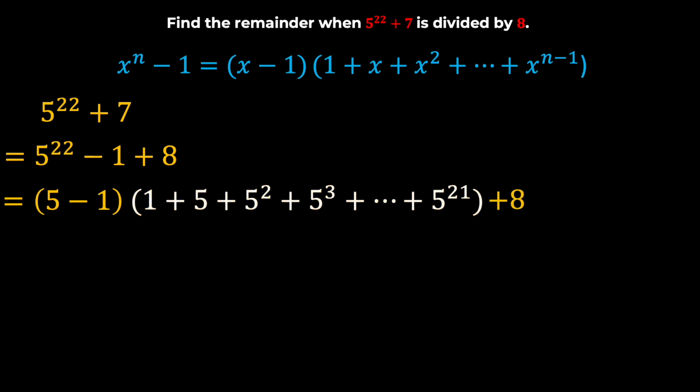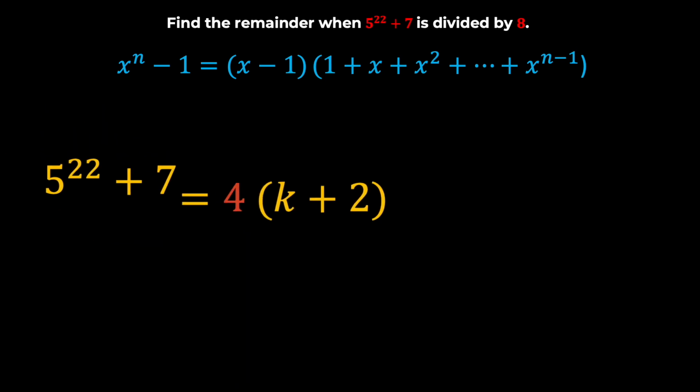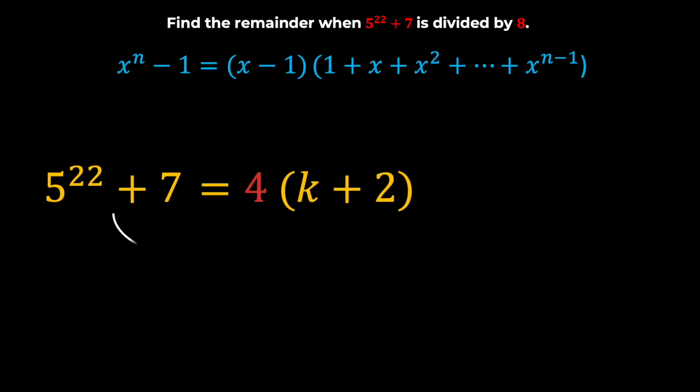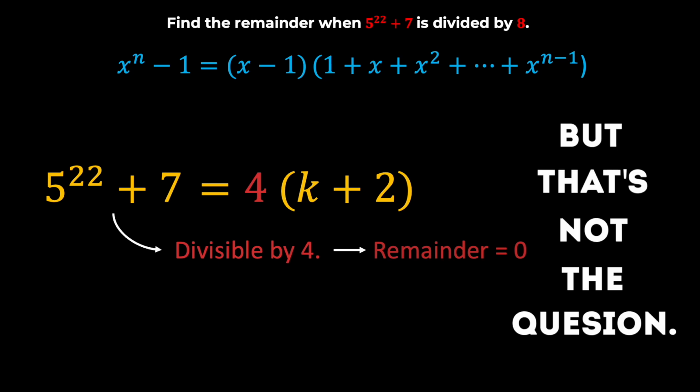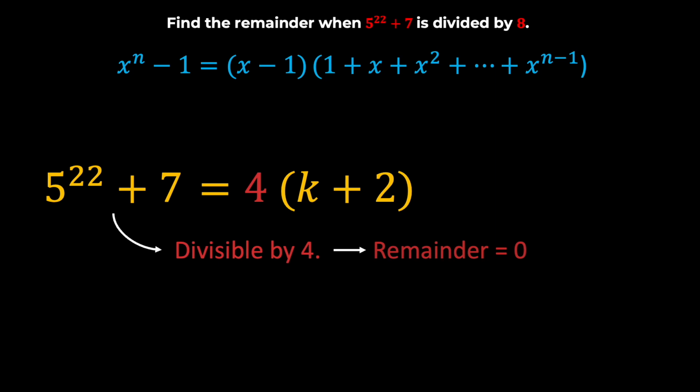Now notice that this part is an integer, so I can replace it with some integer like k, and I will have 4k plus 8. Next, I'm going to factor a 4 out of these two, and I will have 4 times k plus 2, which means that our number, 5 to the power of 22 plus 7, is divisible by 4, which means the remainder is going to be 0 when this number is divided by 4. But that's not the question. We want to find the remainder when the number is divided by 8 and not 4.